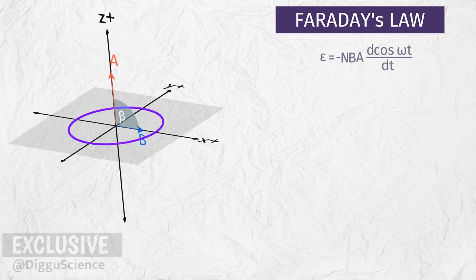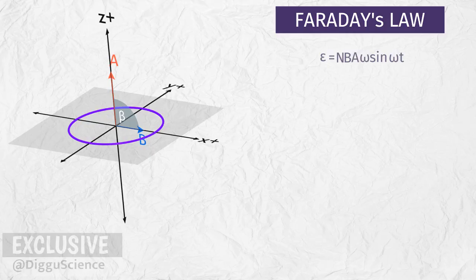Now, cosine is a function of time. We can perform the derivative of the cosine of omega t with respect to time. This value is minus omega sine omega t. Minus times minus is plus.